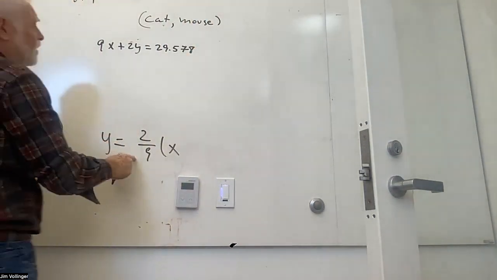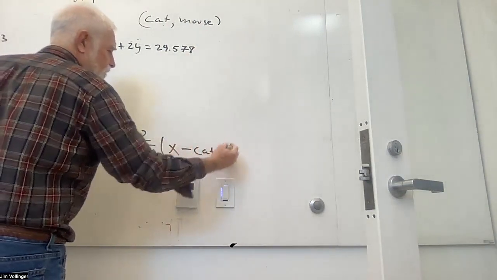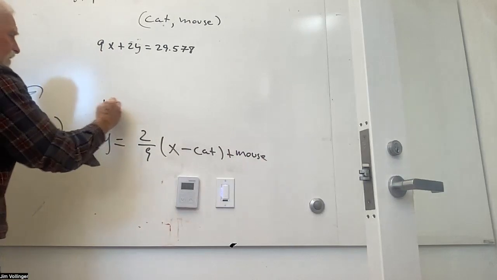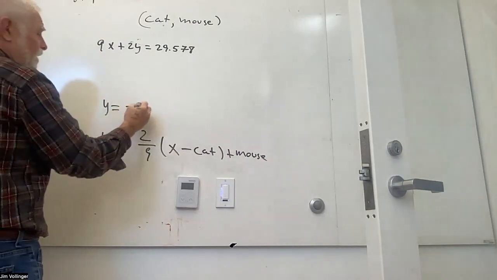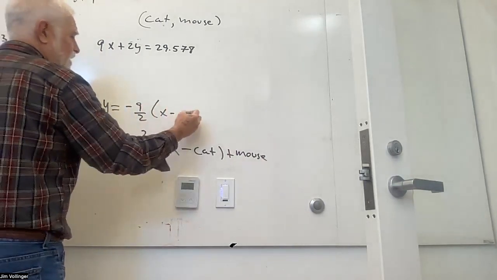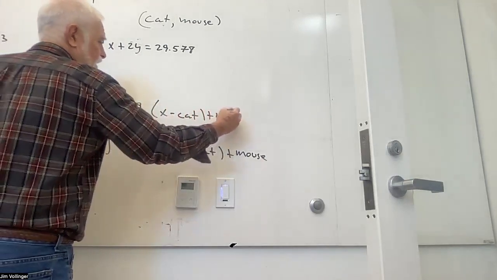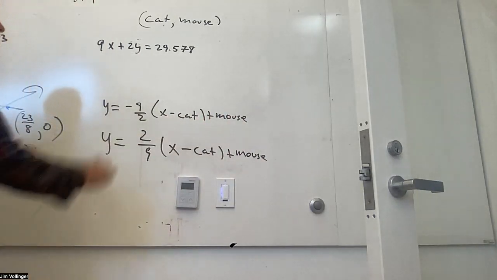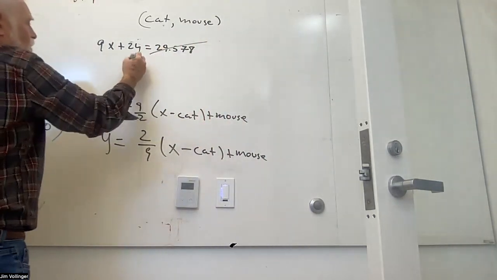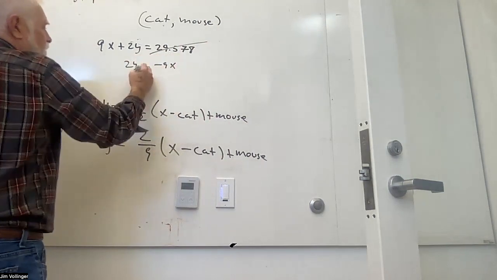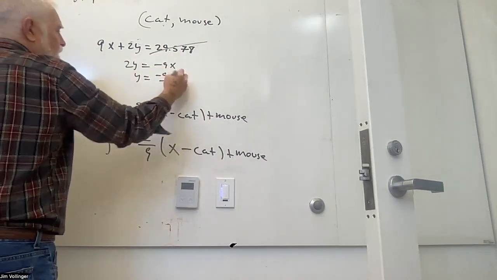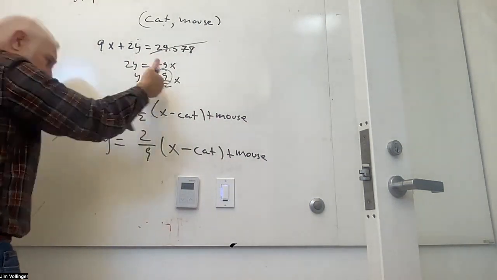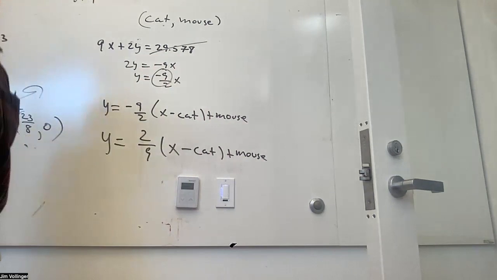All right, but anyway, 2/9 x minus cat plus mouse. Therefore, the perpendicular is the negative reciprocal of the parallel, so -9/2 x minus cat gets us mouse. Now let's prove to you that that is correct, so that effortless effort takes effort. All right, we don't care about the constant, so we've got 2y equals -9x. Therefore, y equals -9 over 2 x. So what's parallel to -9 over 2? -9 over 2. What's perpendicular? Flip it and change the sign.